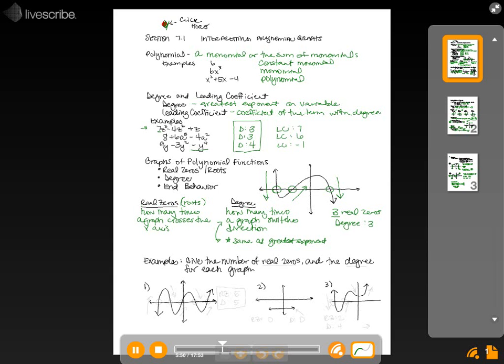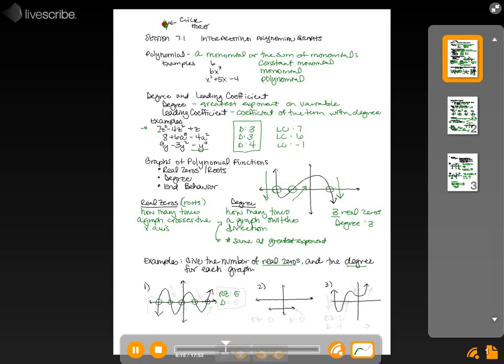I've got 3 examples here, and for each one I want you to give me the number of real zeros and the degree for each graph. So 2 things, D and RZ. Okay, graph 1. Real zeros, remember, is how many times it crosses the x-axis, and this one crosses 5 times.